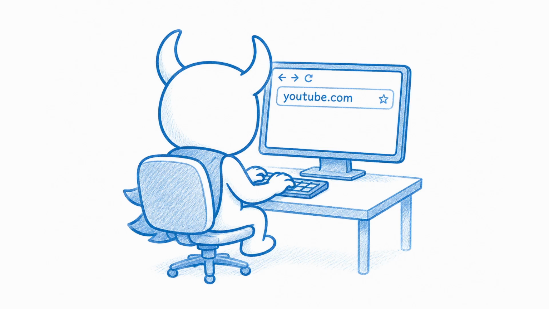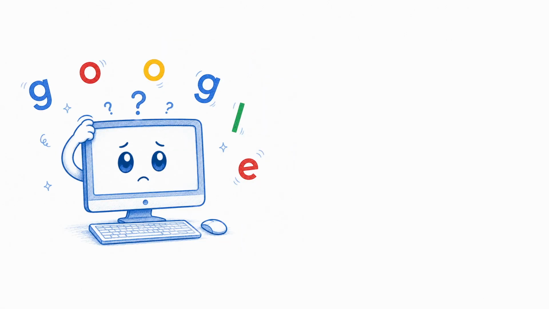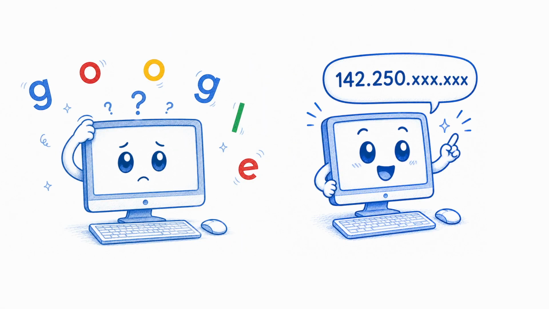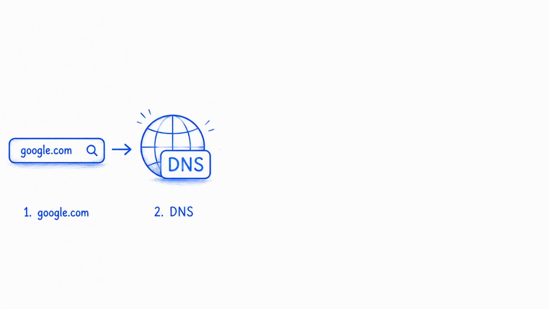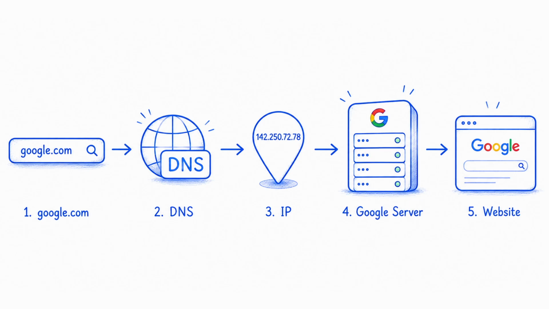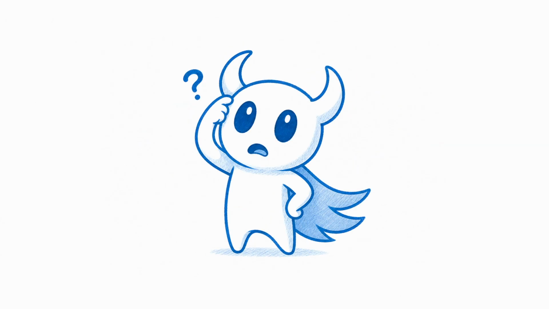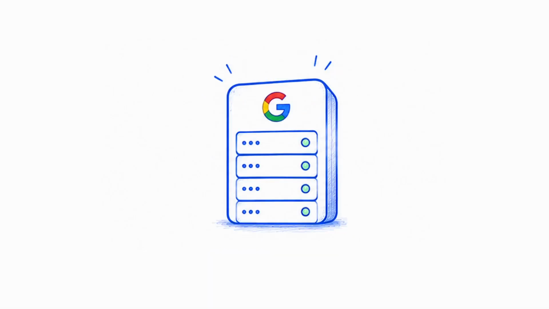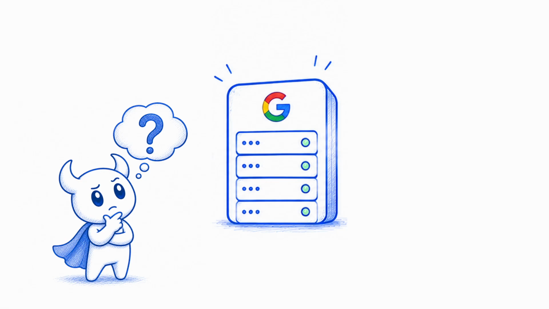So the next time you type the name of a website, remember what's really happening behind the scenes. Your computer doesn't understand names, it understands addresses. DNS is the translator that turns human-friendly names into computer-friendly IP addresses. It's one tiny step that usually happens in less than a blink, yet without it, the internet as we know it simply couldn't exist.